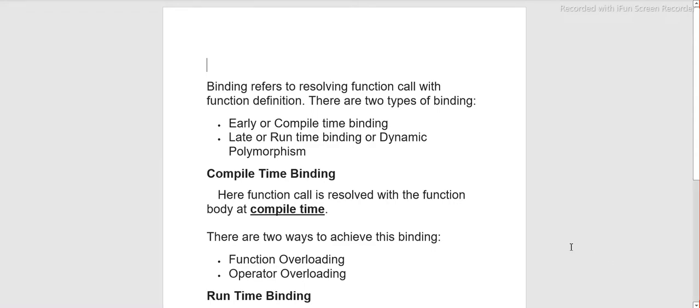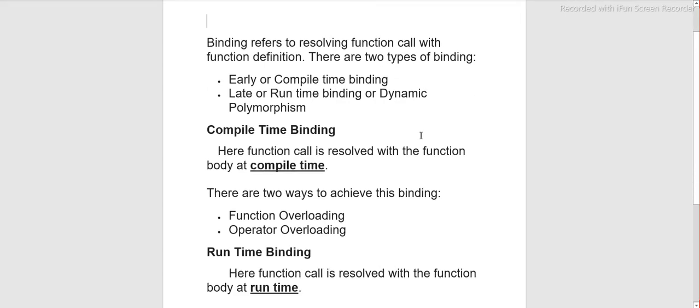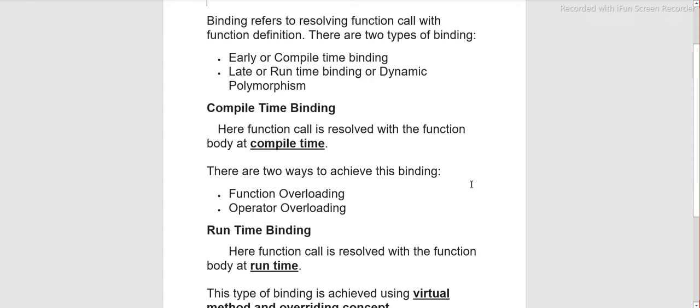Binding refers to resolving a function call with a function definition. There are two types of binding: early or compile time binding, and late or runtime binding. Compile time binding: here the function call is resolved with the function body at compile time. There are two ways to achieve this binding: function overloading and operator overloading.